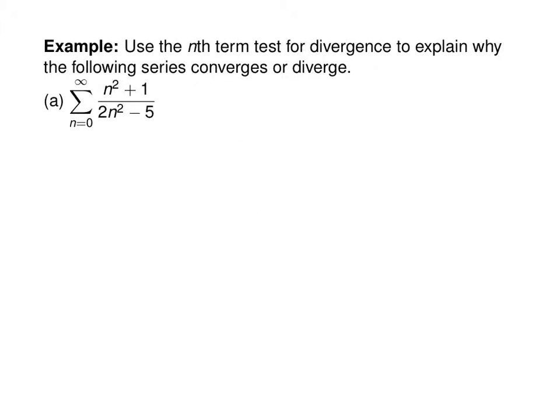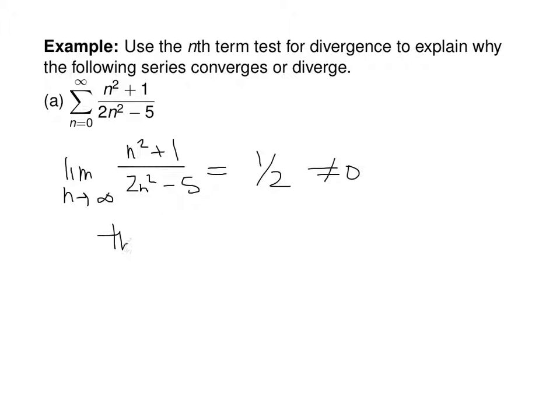So use the nth term test for divergence to explain why the following series converge or diverge. The limit as n goes to infinity of n squared plus 1 over 2n squared minus 5 is equal to 1/2, which is not 0, so thus the series diverges. What you can think about is that effectively, once you get large enough, you're adding up 1/2 over and over and over. And as we discussed with a series like 1 plus 1 plus 1 plus 1, or 2 plus 2 plus 2 plus 2, those diverge.